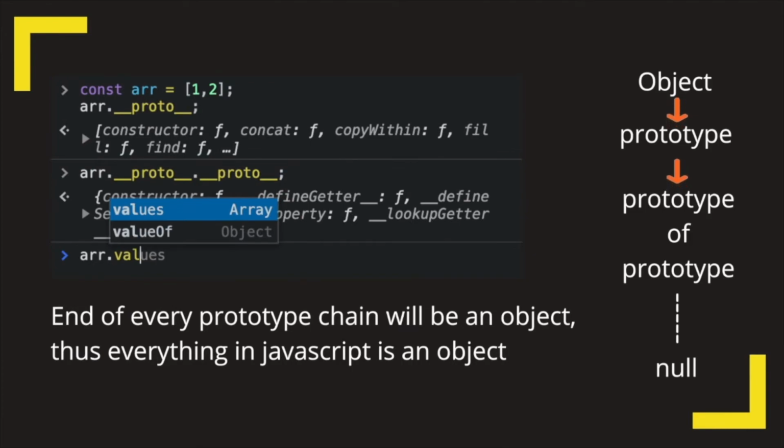When trying to access a property of an object, the property will not only be sought on the object but on the prototype of the object, the prototype of the prototype, and so on until either a property with a matching name is found or the end of the prototype chain is reached. This chaining of prototypes in JavaScript is called prototype chaining. That leads us to another interesting fact, that at the end of every prototype chain we will see object, which means everything in JavaScript is an object.